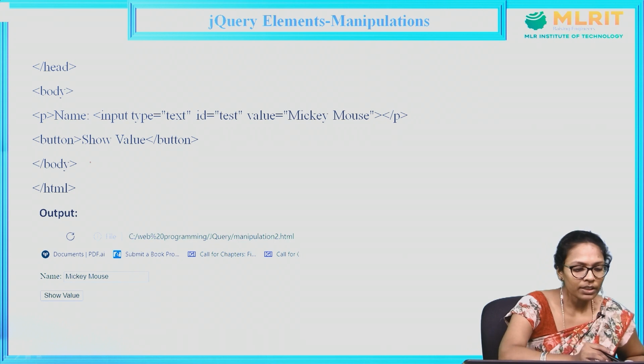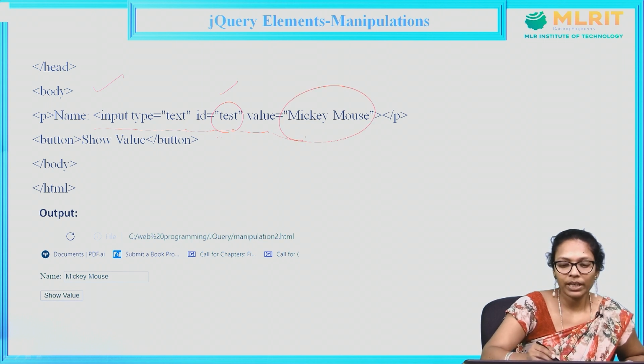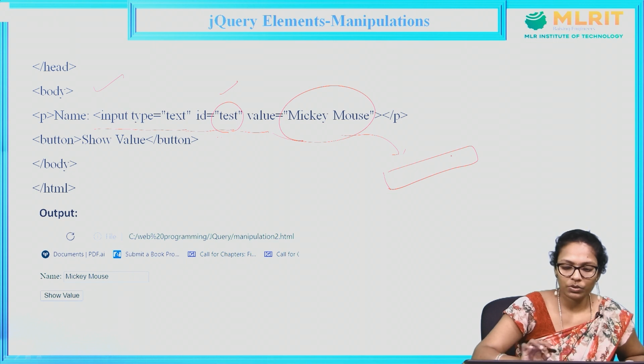Now in the body section, I'm creating a text field. For this text field, I'm giving the ID as test. See here, the ID is test. And the value is Mickey Mouse, so a text field will be created with that value, followed by one button.